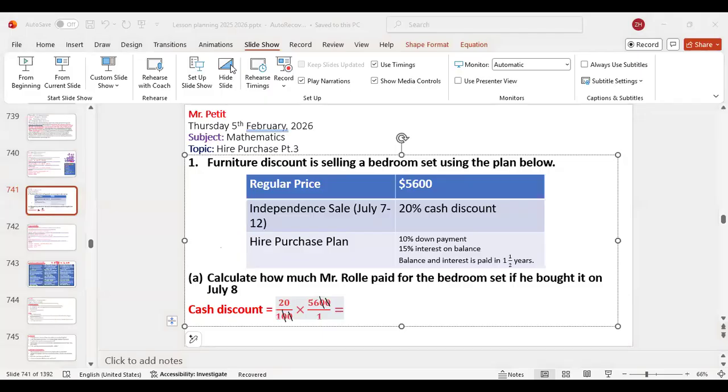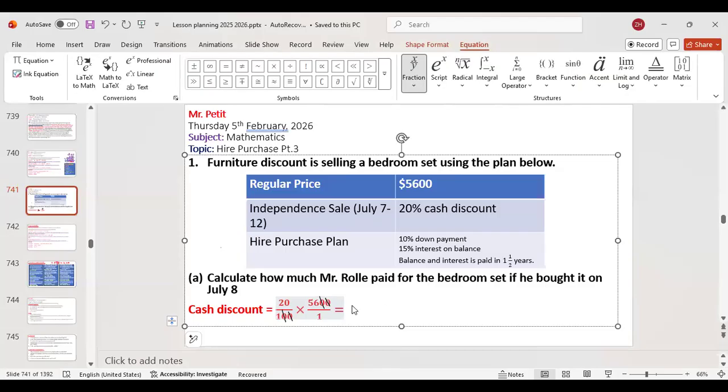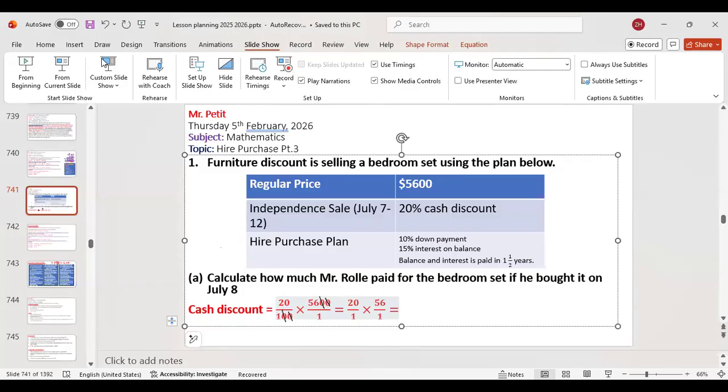Twenty over 1 times 56 over 1. Very good. So I'm going to be left with 20 over 1 multiplied by 56 over 1, which is going to be equal to... we could multiply this, right? So let's go ahead and multiply it.